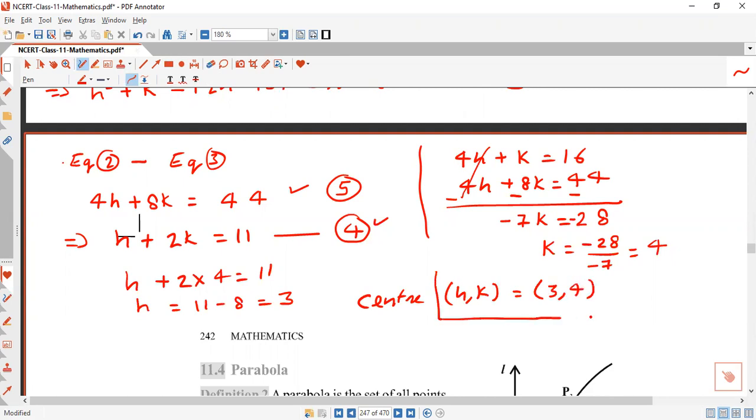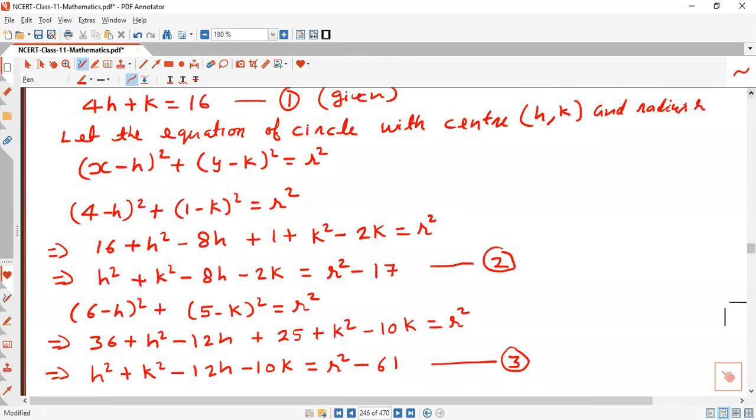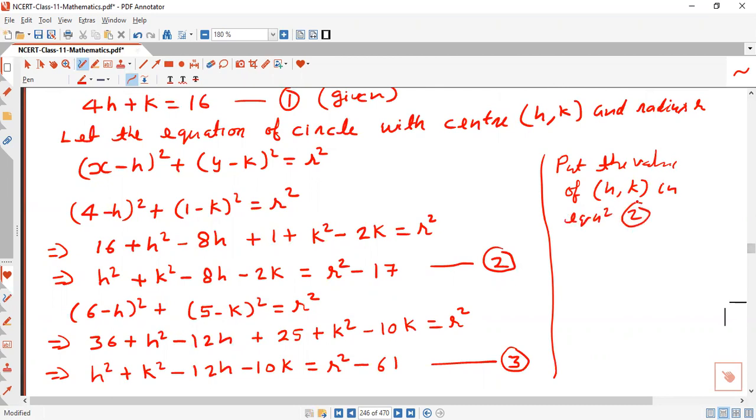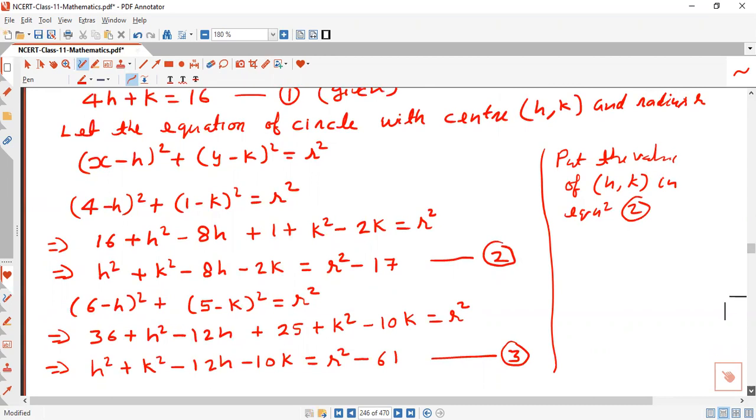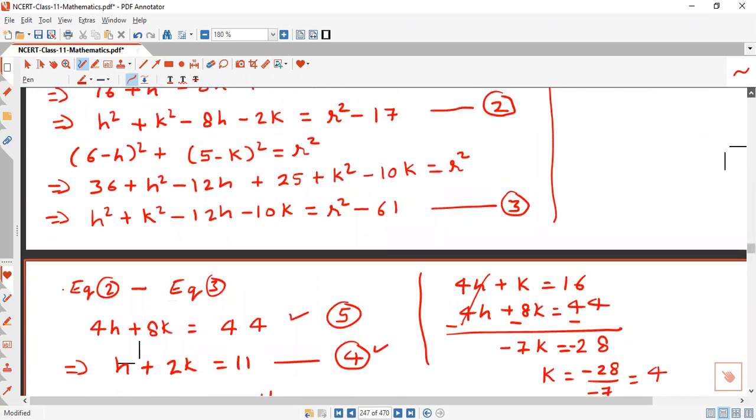So we have found out one important thing, that center h comma k. Now we have to find out the value of r. So h comma k is known to us. We can put this value of h comma k in equation number 2. If we put this value of h comma k in equation number 2, h is 3 and k is 4.